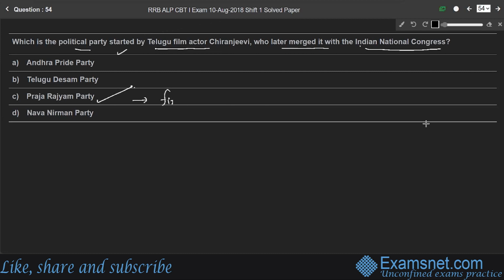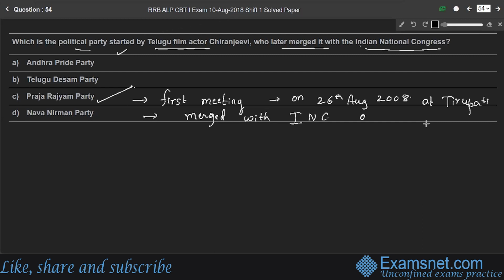The first public meeting was held by Chiranjeevi on 26th August 2008, at Tirupati, Andhra Pradesh, right? On 6th February 2011, Chiranjeevi announced that his party would be merged with the Indian National Congress. So it merged with the Indian National Congress Party on 6th February 2011.